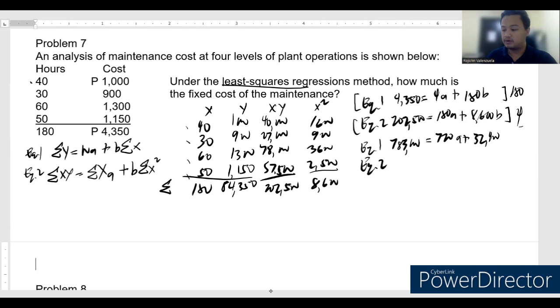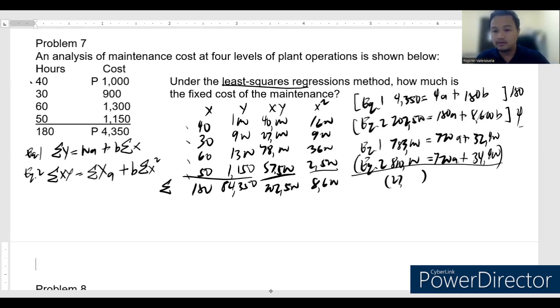202,500 times 4, 810,000 equals 720a. Then you have 8,600 times 4. You have 34,400. So, pwede nating pag-minusin yung dalawa. So, magkakaroon ka ng negative dito. 783 minus 810, 27,000 equals cancel na to.